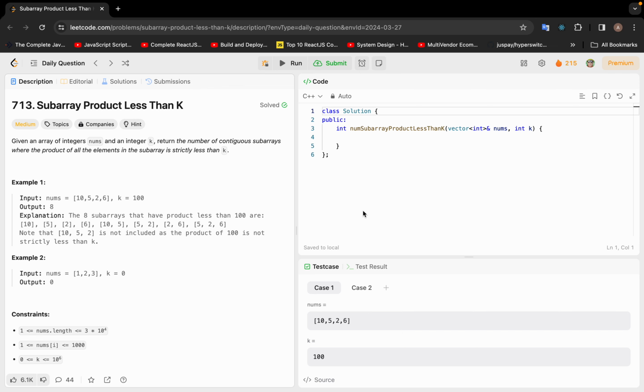Hello everyone, we will solve today's LeetCode problem. This is a LeetCode medium problem. This is subarray product less than k.